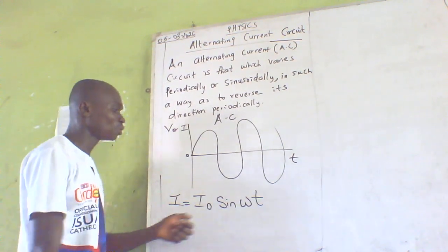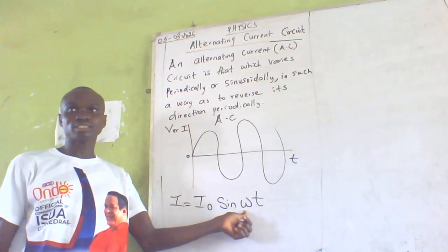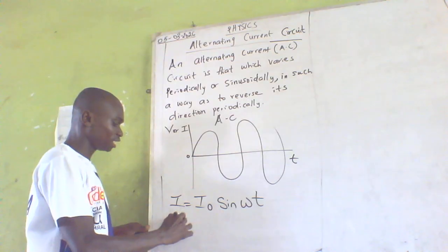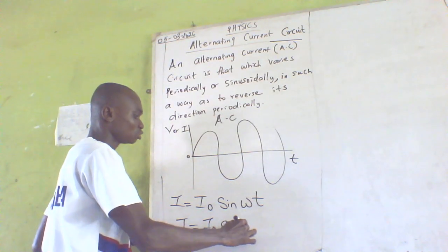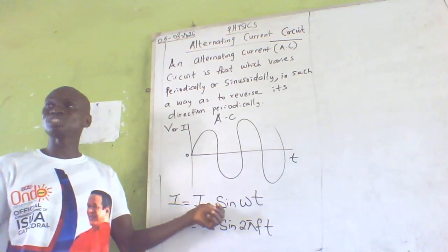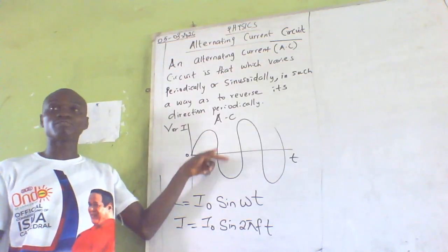We know that omega is the angular velocity, which can also be written as 2 pi f. So we can say that I equals I naught sin 2 pi f t. And you may wonder, why do we use sine? Why not cosine? The AC circuit takes a sine wave. Do you get it now?